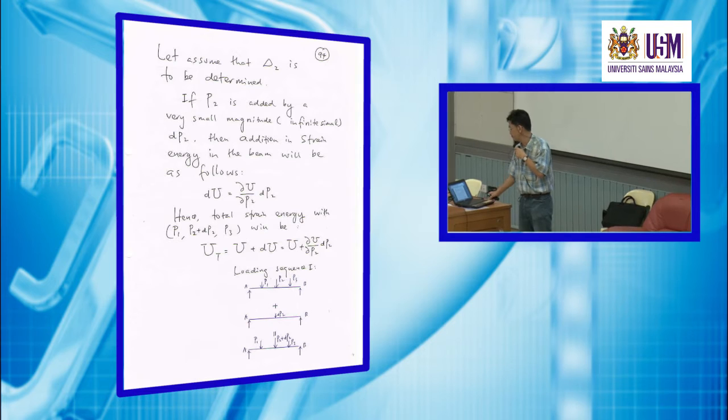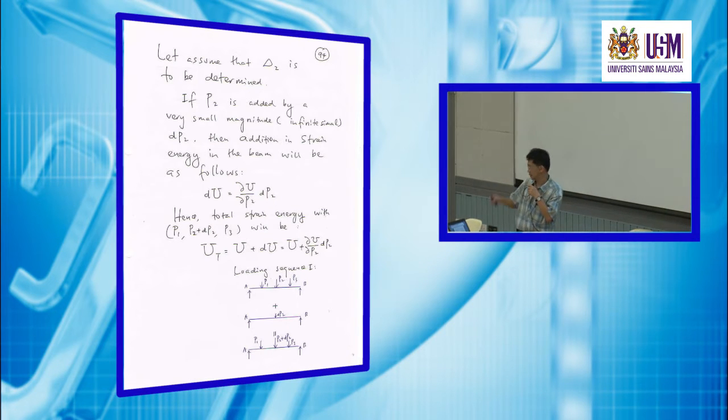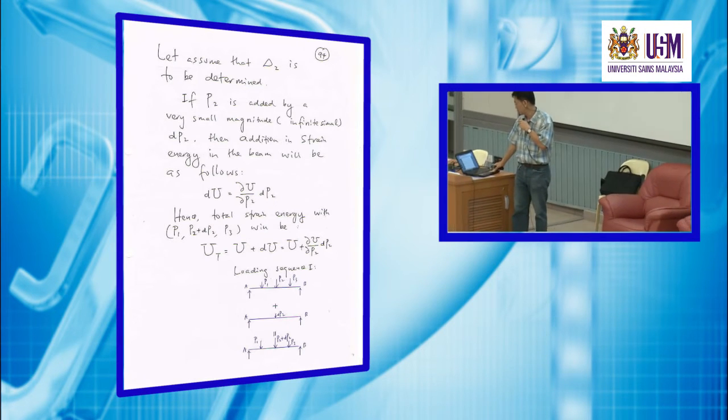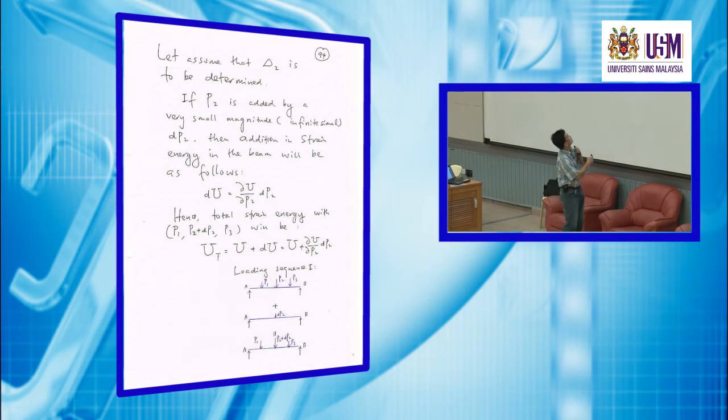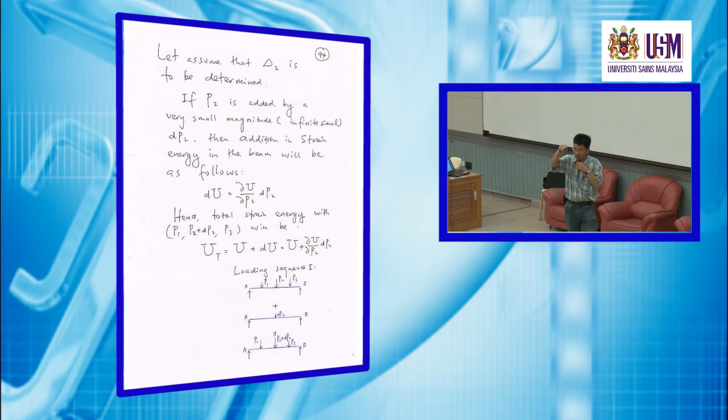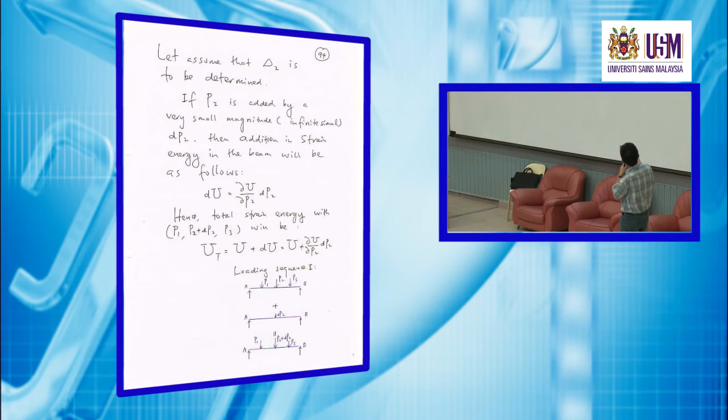Delta 2 is here. We want to determine this delta 2, where the load P2 is acting. So what do we do? We add to the load P2, at the point where it is acting, a very, very small magnitude, a very small dP2. This infinitesimal means very, very small. It's not zero, but only very small. We add a very small value.